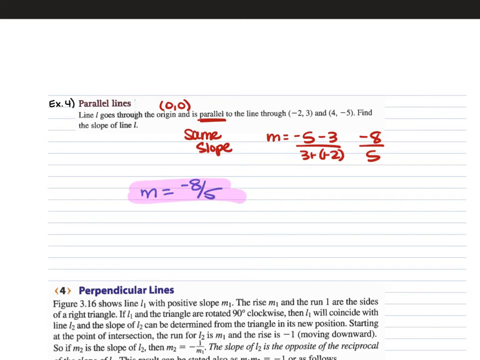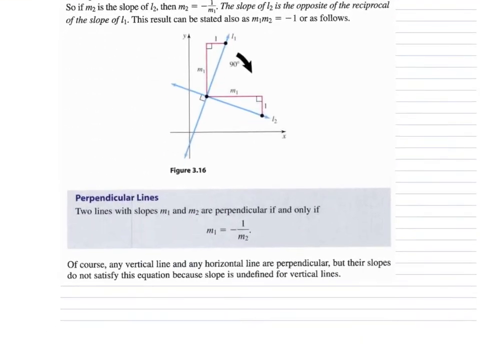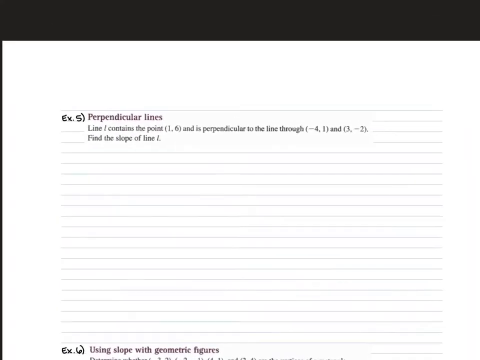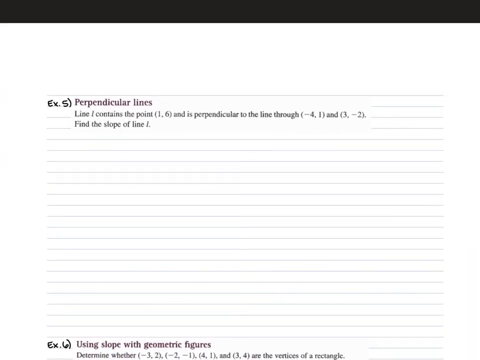For a perpendicular line, it has the opposite and reciprocal of those slopes. So we are going to look at the last examples, and it tells us that the line L contains the point 1, 6 and is perpendicular to the line of negative 4, 1 and 3, negative 2. Find the slope of line L. So our slope for this line, that's negative 4, 1 and 3, negative 2, we're going to do negative 2 minus 1 all over 3 minus negative 4. So this is going to be negative 3 over 7. So opposite of that is positive, and reciprocal would just be 7 over 3.